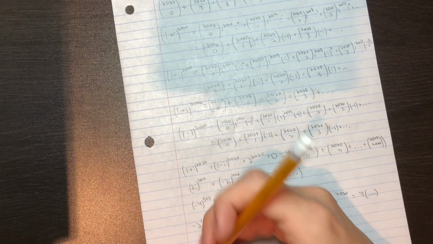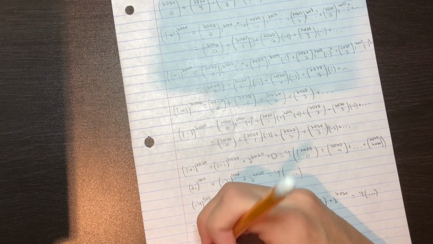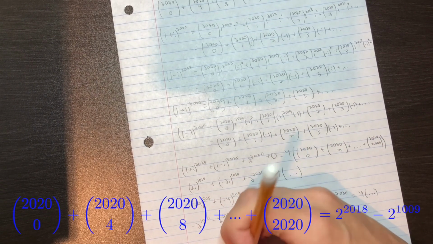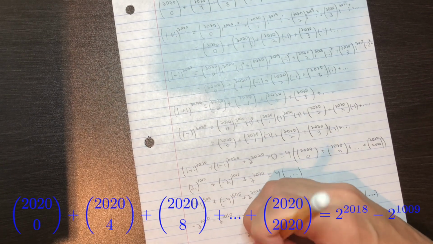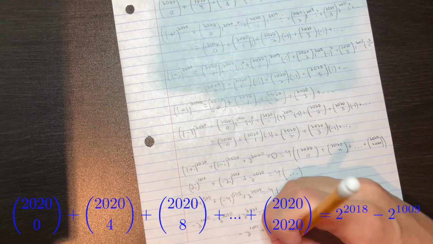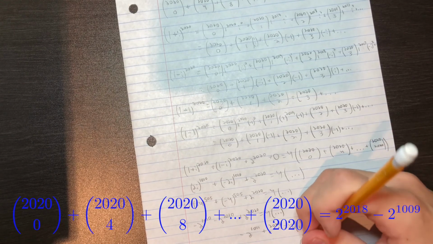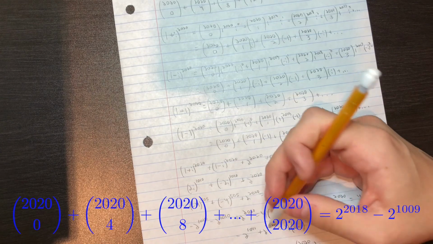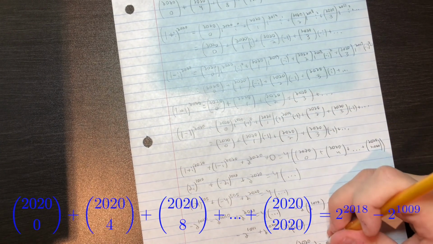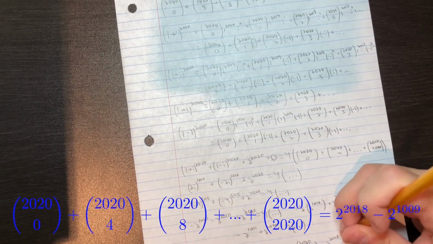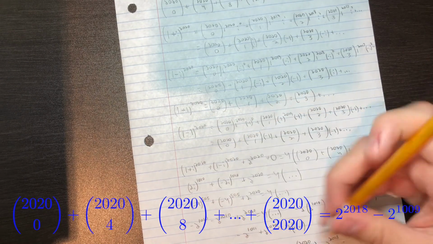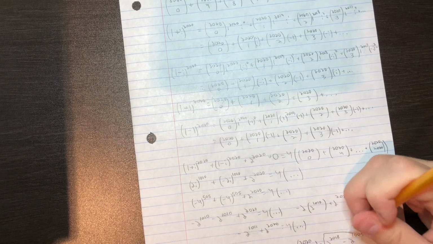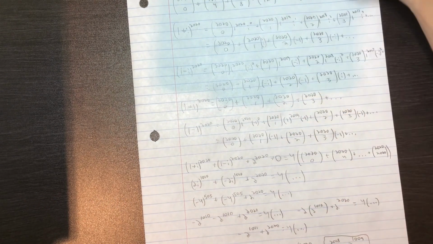So rewriting this dot, dot, dot out, we get that 2020 choose 0, plus 2020 choose 4, plus 2020 choose 8, so on, all the way up until 2020 choose 2020, is equal to this divided by 4. So 2 to the 2020 divided by 4 is going to be 2 to the 2018. And then we have a minus, this divided by 4 is going to be 2 to the 1009. And we are done with this problem. That is the answer to the sum of what we wanted to start with.